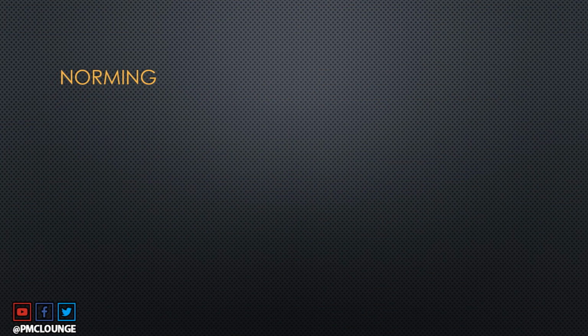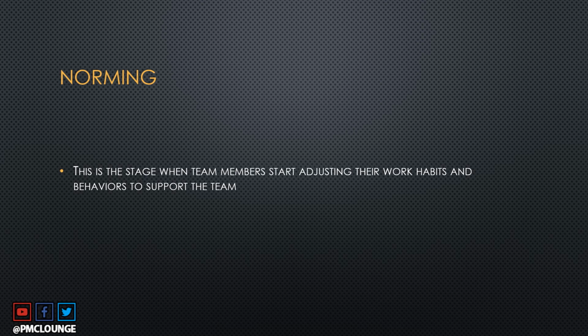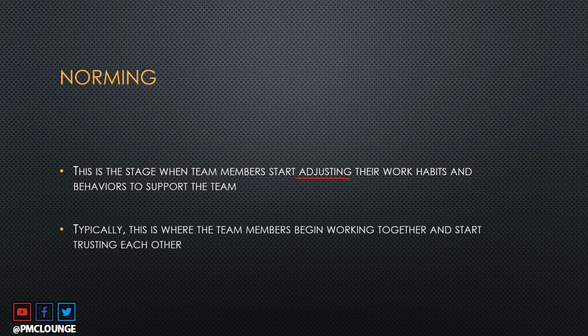So the third stage in the Tuckman model is norming. And this is the stage when team members start adjusting their work habits and behavior to support the team. So things are now basically mellowing down. People understand that there's a project at stake here and they need to deliver the project. So they start adjusting and make sure that they start working as a team, to support the team. So typically this is where team members begin working together and they also start trusting each other. So this is possibly the start of falling in love, right?